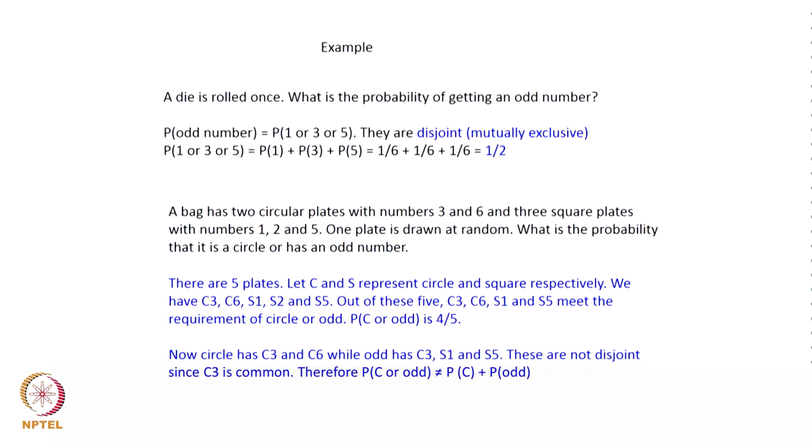Once again, in this particular problem or example, we found out that there are actually 5 plates, out of which 4 out of 5 meet our requirement, and therefore, the probability was 4 by 5. But if we looked at both of these separately, there are 2 circular plates and there are 3 plates with odd number, but there is one which is common, which is C3. Therefore, probability of circle or odd is not equal to probability of circle plus probability of odd.